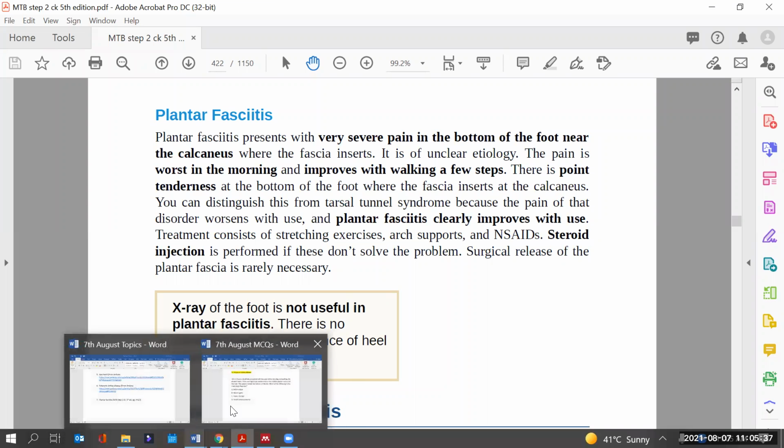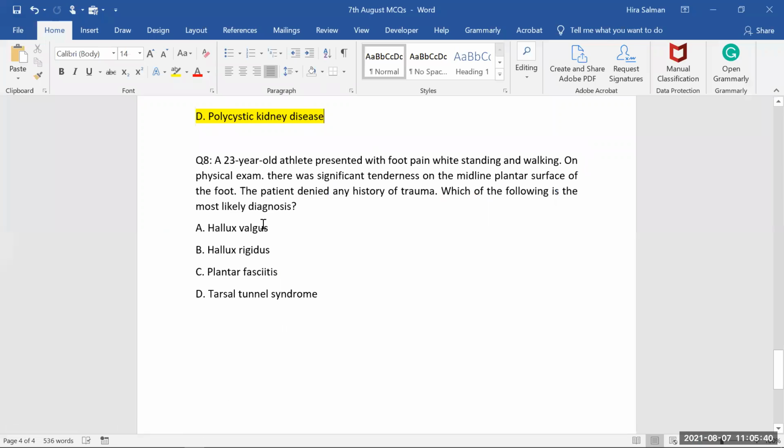So let's have a look at the question here. The question says, a 23-year-old athlete presented with foot pain. Now you can obviously understand he's an athlete, so too much exercise must be there. So the tendon or fascia can be tender at any time, with foot pain while standing and walking. On physical examination, there was significant tenderness on the midline plantar surface of the foot. Once you do the examination, you can easily find tenderness on the midline plantar surface. The patient denied any history of trauma. There is no history of trauma. Which of the following is the most likely diagnosis? So what do you think? What can be the diagnosis here?